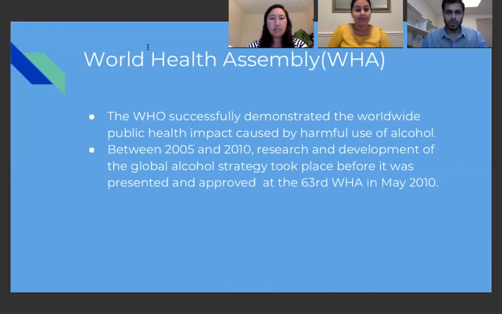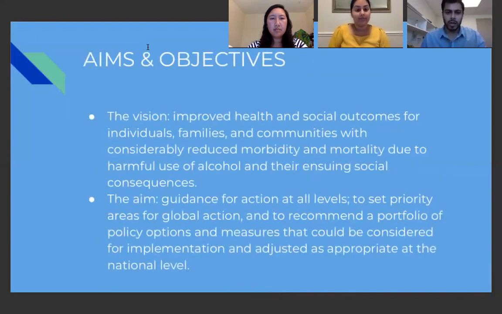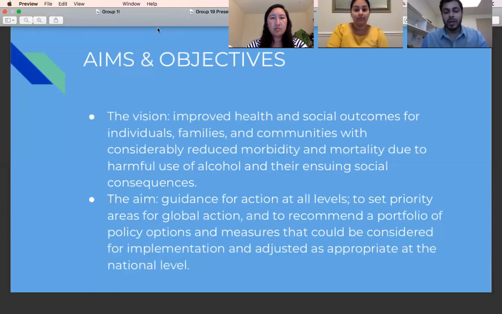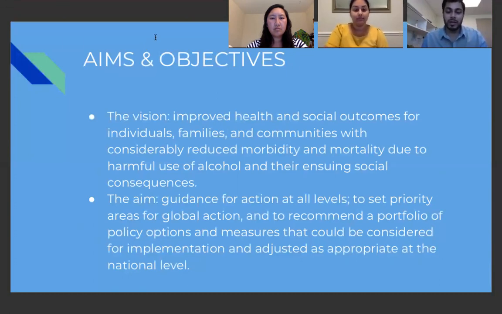I'm going to talk a bit about the aims and objectives of the global strategy for harmful use of alcohol. The vision is improved health and social outcomes for individuals, families, and communities with considerably reduced morbidity and mortality due to the harmful use of alcohol and their ensuing social consequences. The aim is for guidance of action at all levels to set priority areas for global action and to recommend a portfolio of policy options and measures that can be considered for implementation and adjusted as appropriate at the national level.